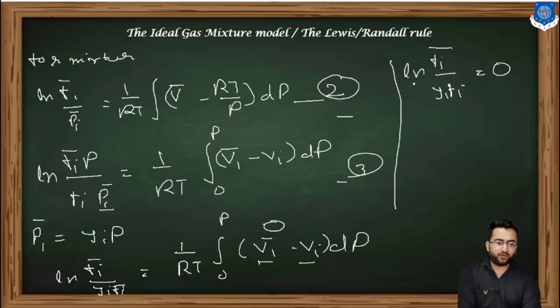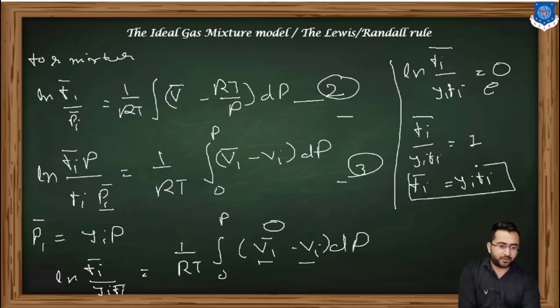Now if I am going to remove this ln, then I have to take the exponential of both sides to 0. So we get fi bar upon yi fi is equal to exponential power of 0. Anything to the power of 0 becomes 1. So this becomes 1, and we can write that fi bar is equal to yi fi.